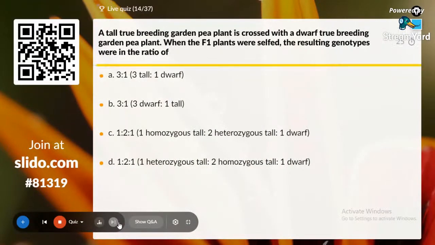Yes, the most difficult chapter for most of the students. A tall true breeding garden pea plant is crossed with a dwarf true breeding pea plant. When the F1 generation was selfed, the resulting genotype was in the ratio. Asking about the genotype means the genetic constitution.